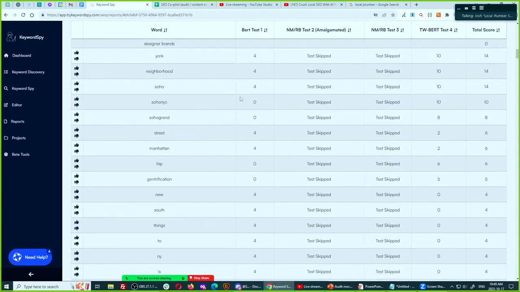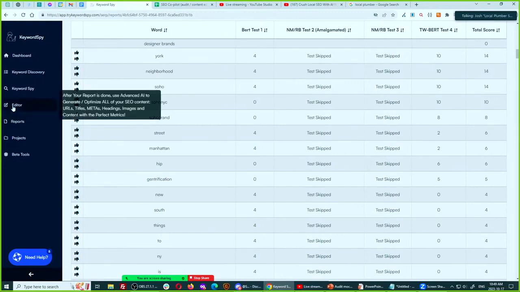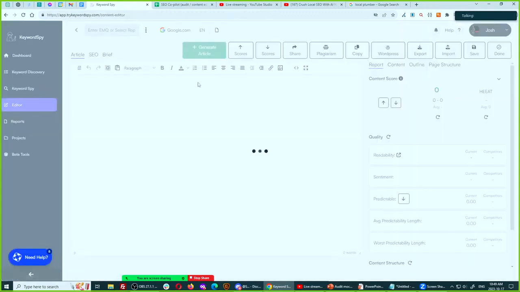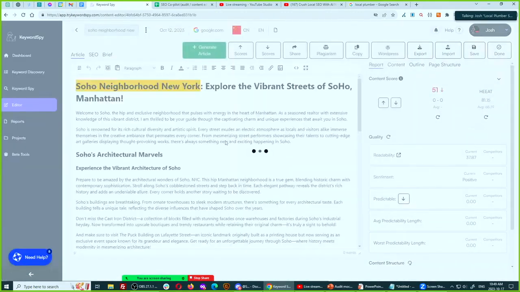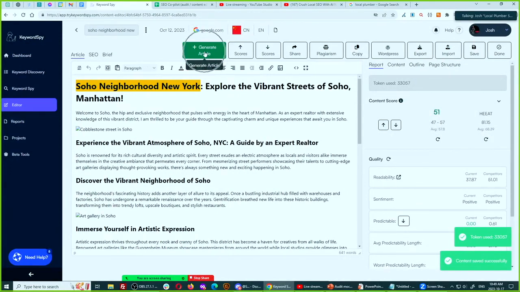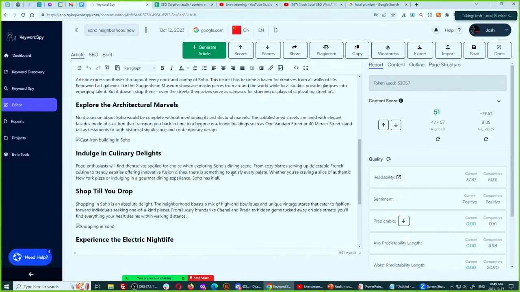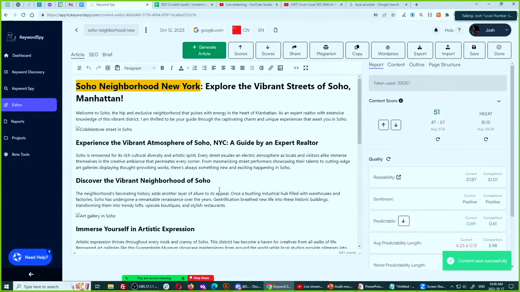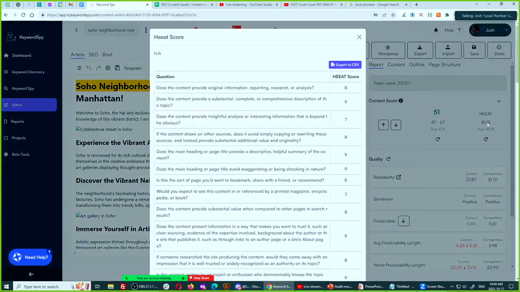Now, here's where it gets interesting. So if you're doing page SEO, you would go finally to the editor, and I've already done this particular page, for example. You'd go to the editor and you'd click generate article. It would generate you an article auto-magically. And then what you would do is you would just play around with the content until you got the content score in the green here. You see the heat score is really advanced. It's 81%. It's way above the competition. And it has a really good heat score.